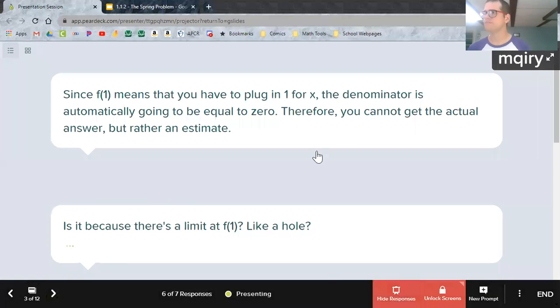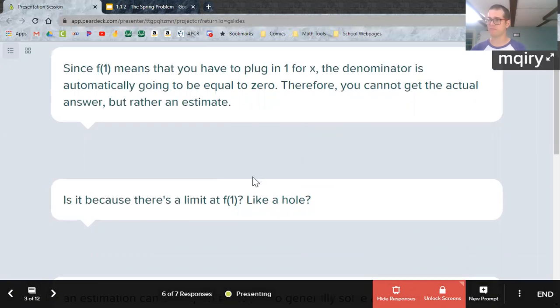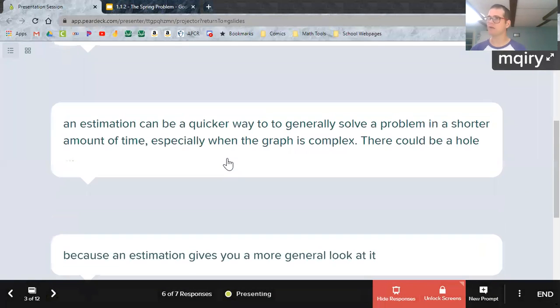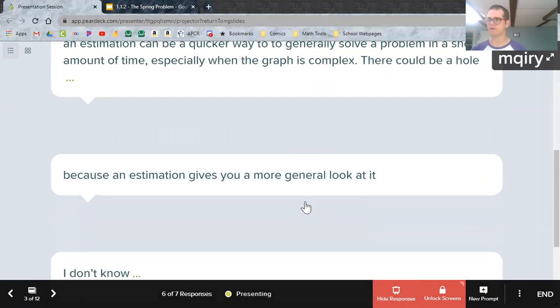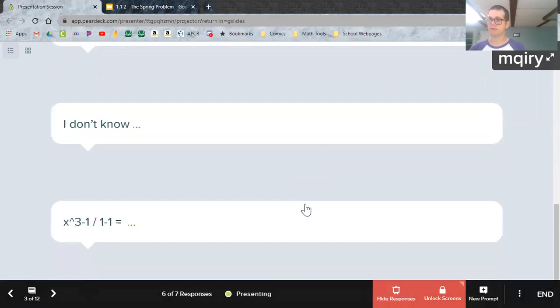All right, let's see. F of 1 means you're plugging in that 1, so the denominator is automatically going to equal 0. So we can't get an actual answer, but rather an estimate. Fair. Is it because there's a limit at f of 1, like a hole? An estimation would be a quicker way to generally solve a problem in a shorter amount of time, especially when it's complex. It could be a hole. Very nice. An estimation gives you a more general look at it. Plugging in 1 down there. That's fair.